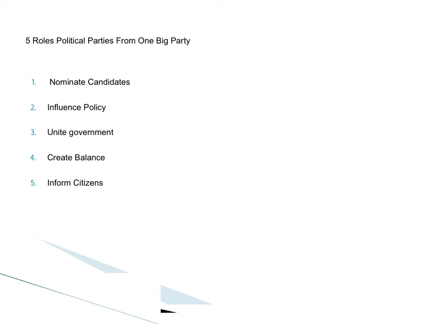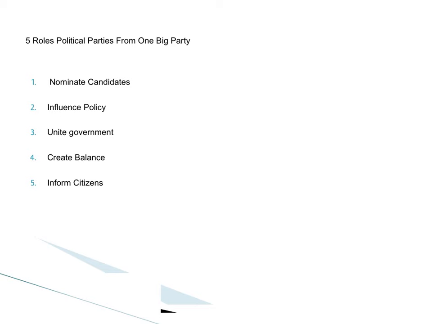Number 4 is create balance. That's an important process, and especially in a two-party system. Each party has a stance on one side of the aisle. So if the Democrats support one side, the Republicans are going to support the opposite. Or if the Republicans support a specific issue, the Democrats generally support a different side of that issue. So it creates balance. And number 5, inform citizens.